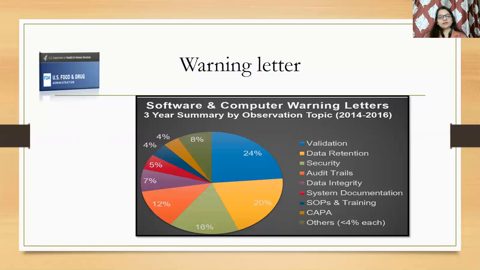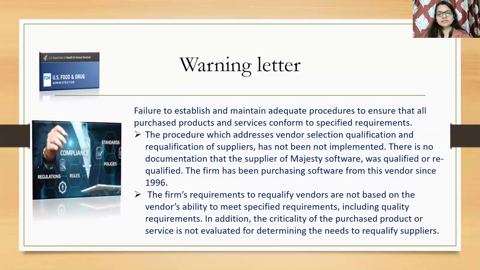Next, warning letters. I took this picture from the media, where software and computer warning letters are characterized as: validation, data retention, security, audit trail, data integrity, system documentation, SOPs and training, CAPA and others. So we can see there are many observations from the FDA about GxP computer systems used in a GxP environment. So let's discuss some warning letters.